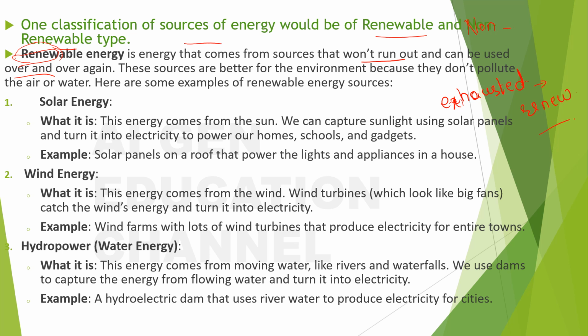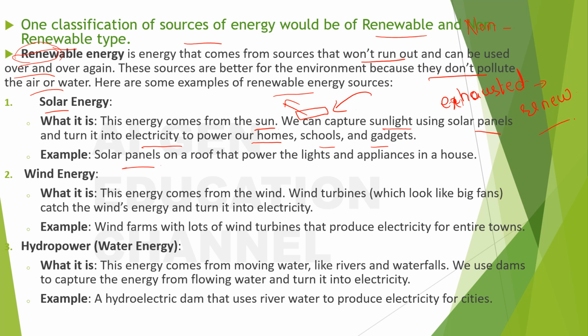These sources are better for the environment because they don't pollute the air or water. Here are some examples of renewable energy sources. What are those? Solar energy. This energy comes from what? Solar, sun. We can capture sunlight using solar panels and turn it into electricity to power our homes, schools and gadgets. So the solar panels are used so that this sunlight can be converted into electricity. Solar panels on a roof power the lights and appliances in a house.